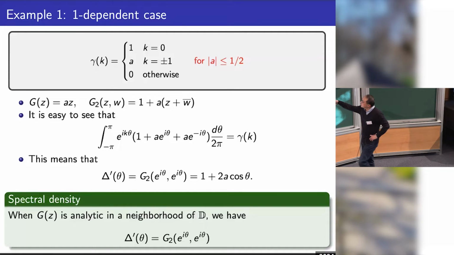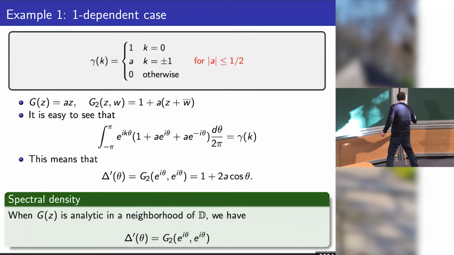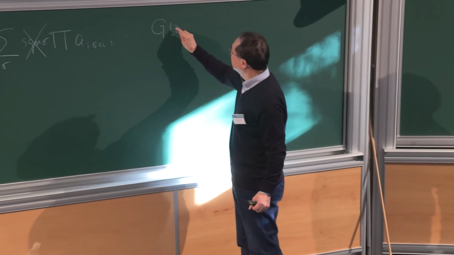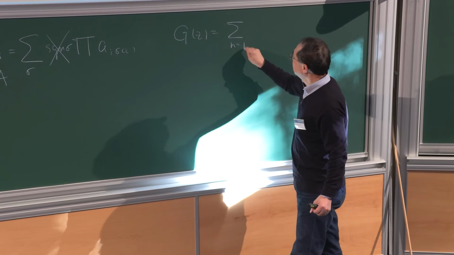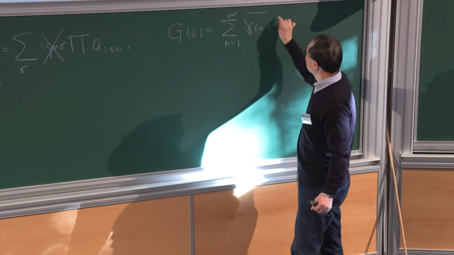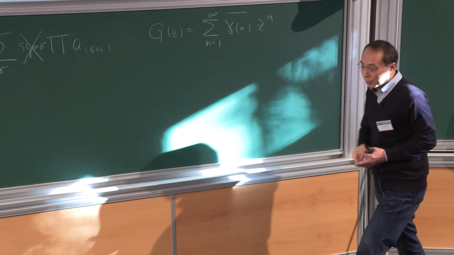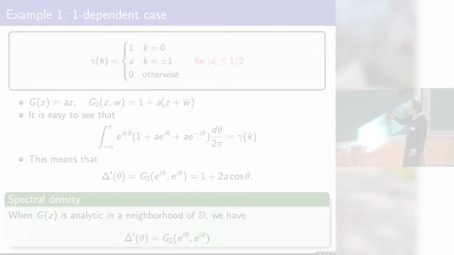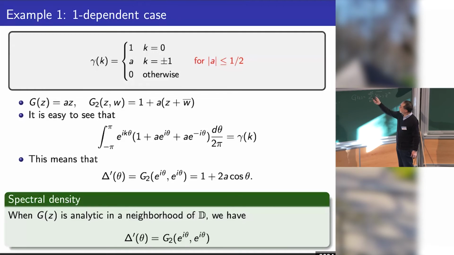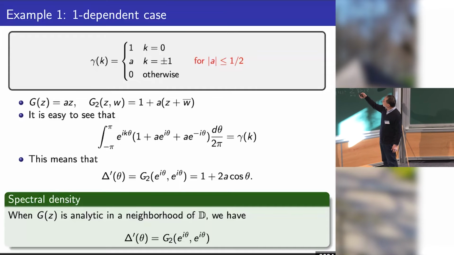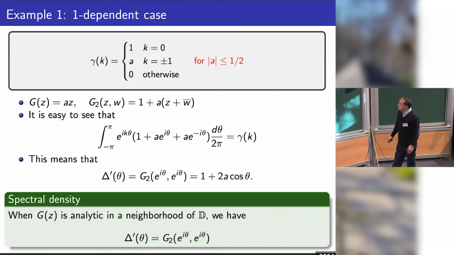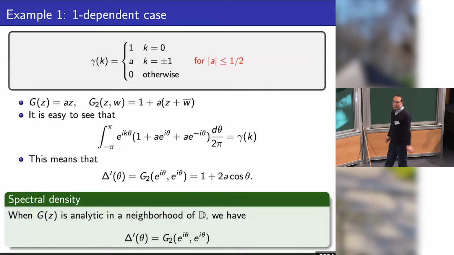In general, if g of z is the generating function of gamma, and g of z is analytic in a neighborhood of the closed disk D, then the spectral density is given like this. So the spectral density is almost equal to this expression.